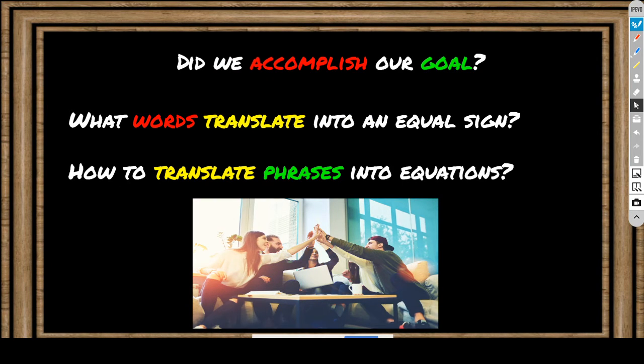All right, did we accomplish our goal? What words translate into an equal sign? We talked about that: gives, is, equal to. How to translate phrases into equations? We showed that as well. So yes, we did accomplish our goal.